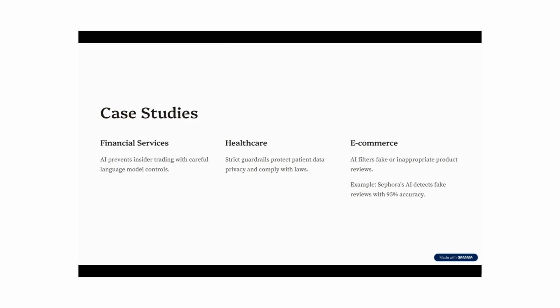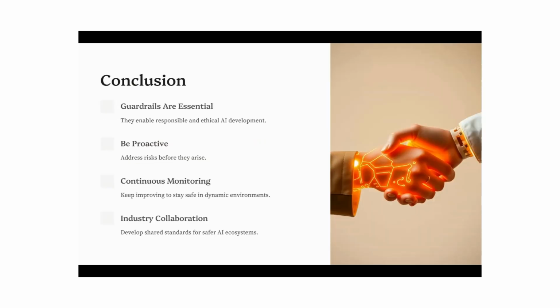E-commerce, AI filters fake and inappropriate product reviews. This is, I think, very common. We may have seen or heard in blogs or pages that there are fake reviews coming on to the products on e-commerce websites. Most of the time they are fake whenever we see them for any product. So the AI filters can analyze those product reviews and see which one is fake and which one is not. So these kinds of case studies we can implement also.